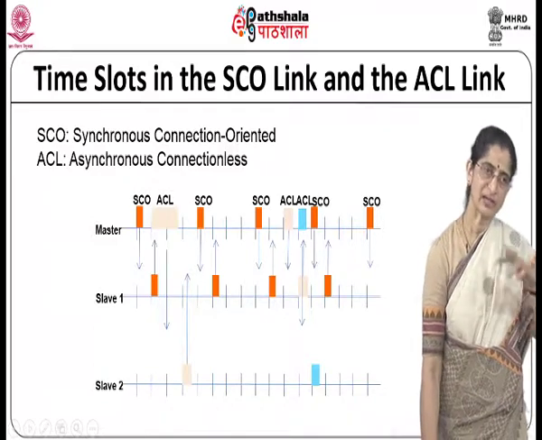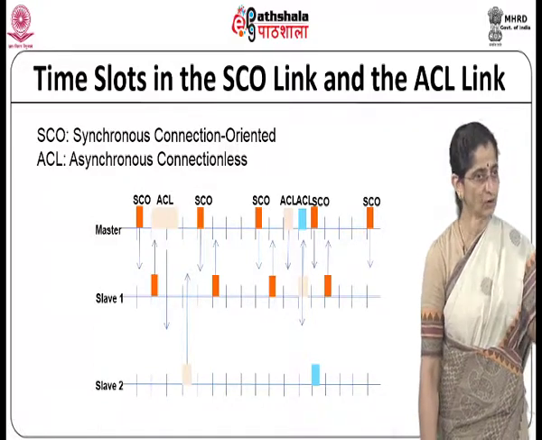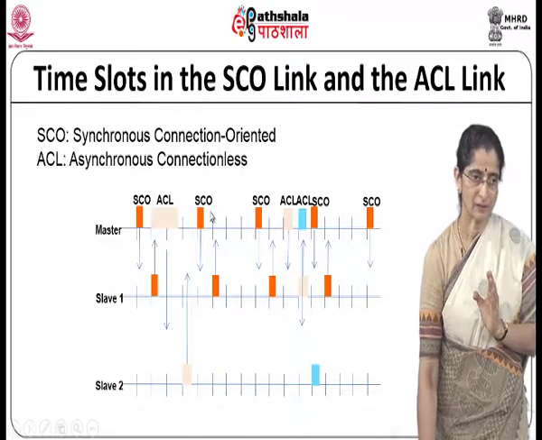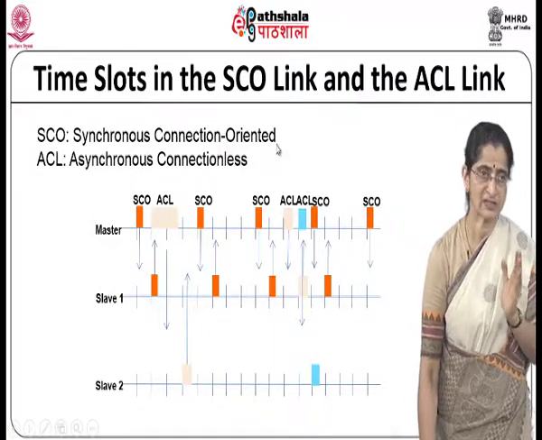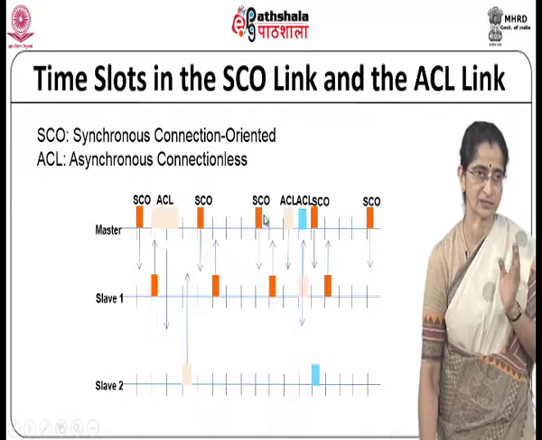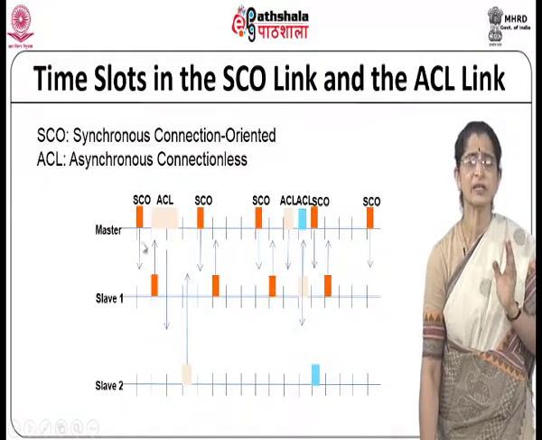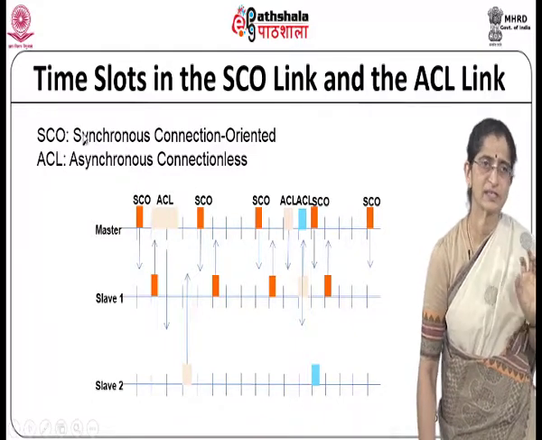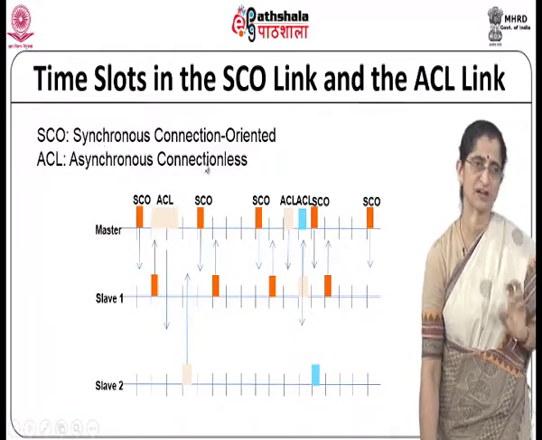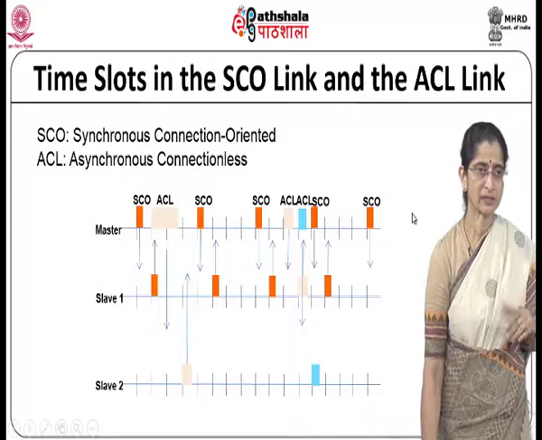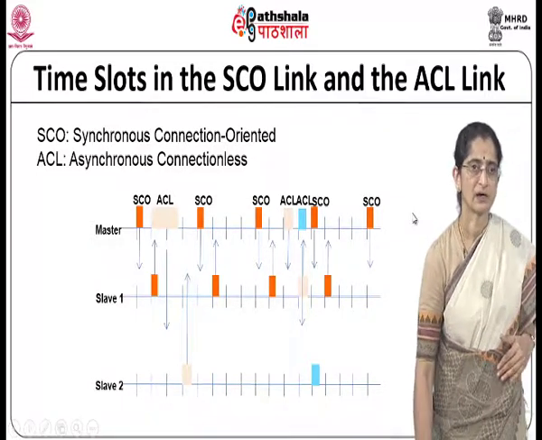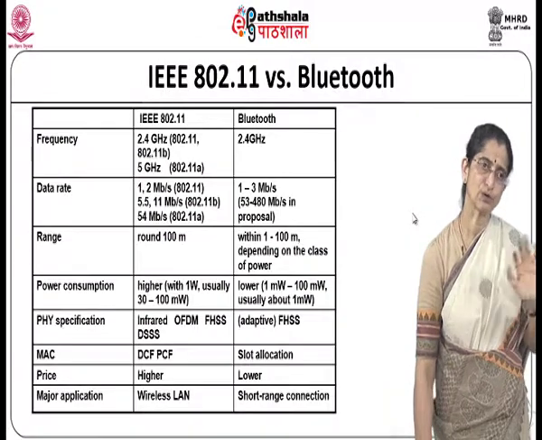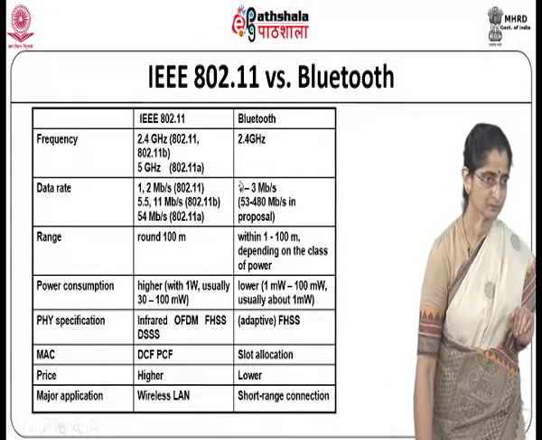You can have an SCO with an ACL alternating in between each other, but an SCO occurs at a periodic rate because it is a synchronous connection oriented channel. So it is a synchronous mechanism. Definitely within a definite period of time, you will get a channel to transmit your SCO data. That is basically how these things are handled. This should give you some kind of an overview of how Bluetooth basically works.